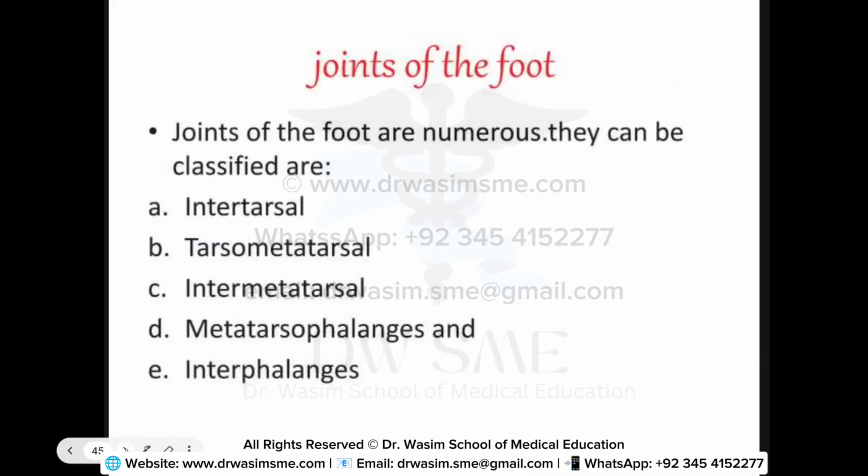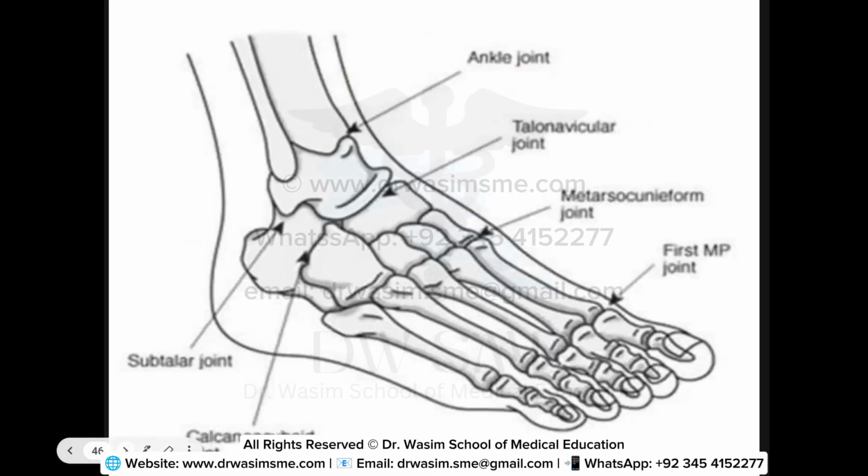So regarding the joints of the foot, you just need to know their names. They are not frequently tested because there are a lot of them and there is not much movement in them. So we have the intertarsal, tarso-metatarsal, intermetatarsal, metatarsophalangeal, and the interphalangeal joints in the foot. We have the ankle joint, on which dorsiflexion and plantar flexion occur. Then we have the subtalar joint on which inversion and eversion take place, and the rest of the joints are just to know their names.